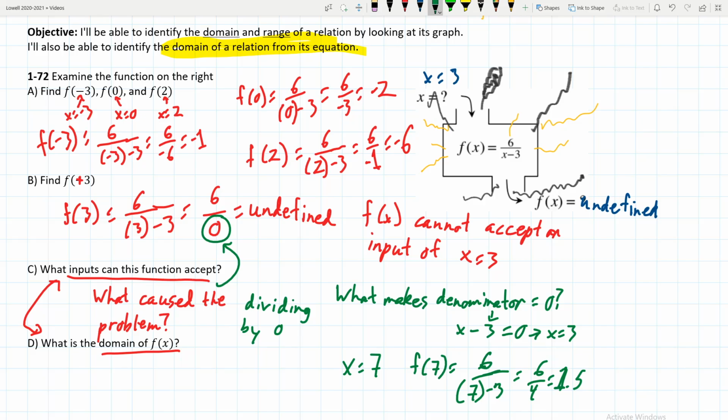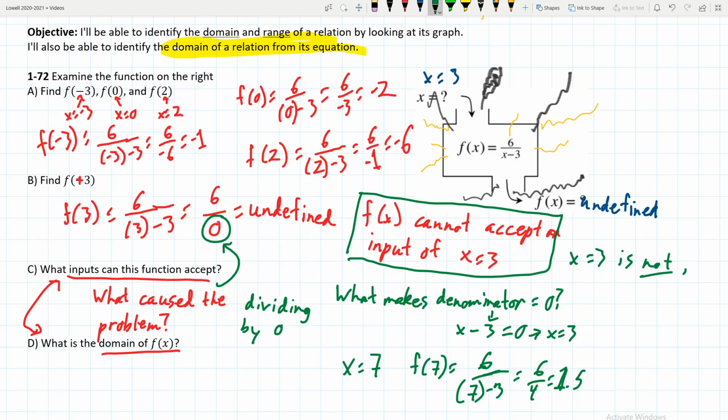And so another way to sometimes answer this question is, well, sorry, let's take it back. The only x value that this function does not like is x equals 3. Because it cannot accept this input, this would say that x equals 3 is not in the domain. And the reason I bring this up is because sometimes it's easier to answer the question by asking, what is it not?